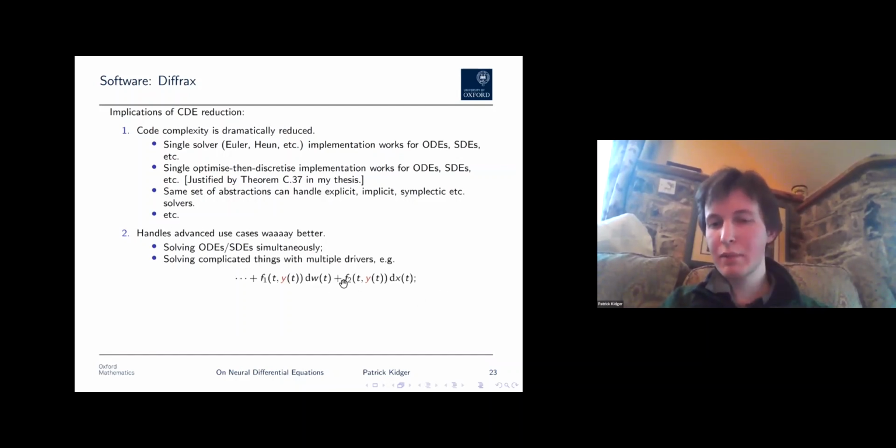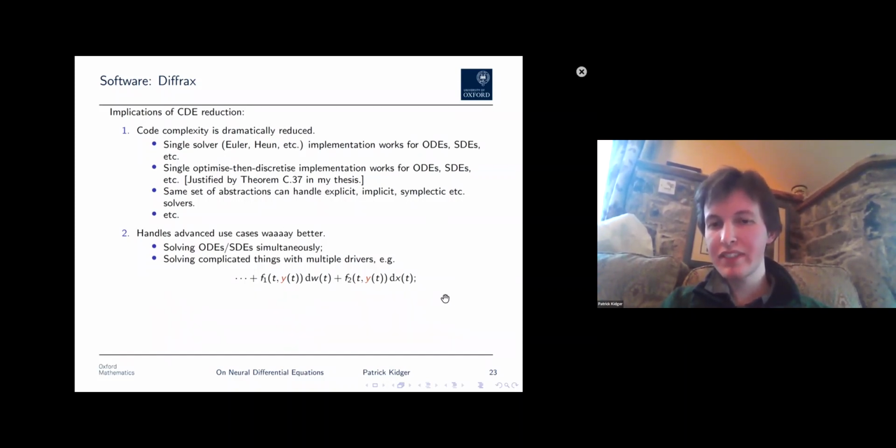If you look at, for example, a controlled SDE, and this is the kind of thing, once again, you start trying to do complicated stuff and these sorts of things start appearing. You can see I've got multiple drivers here. I've got a DW, that's the Brownian motion. I've got a DX, this is some control. How do I do this?